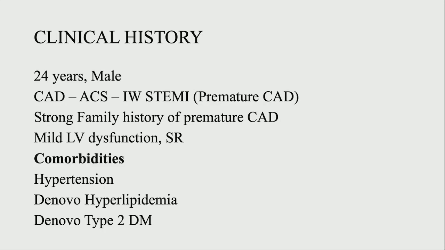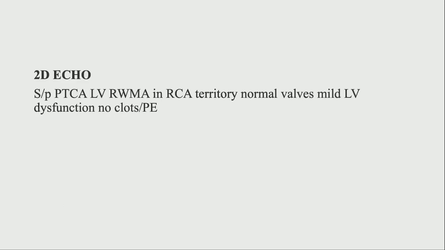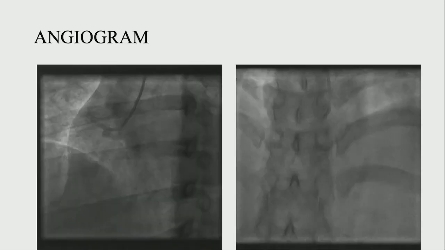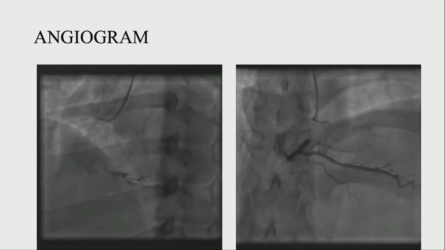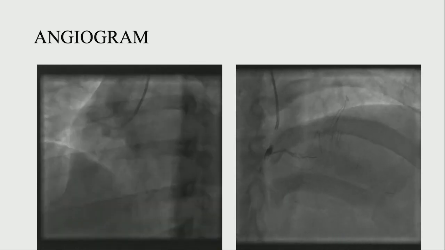He was in sinus rhythm, and was newly diagnosed with diabetes, hyperlipidemia, and a 1 year history of hypertension. His echo was showing RWMA in the RCA territory, so we took him for an angiogram. The right side showed PLV branch 100% thrombotic occlusion. That was the culprit vessel.